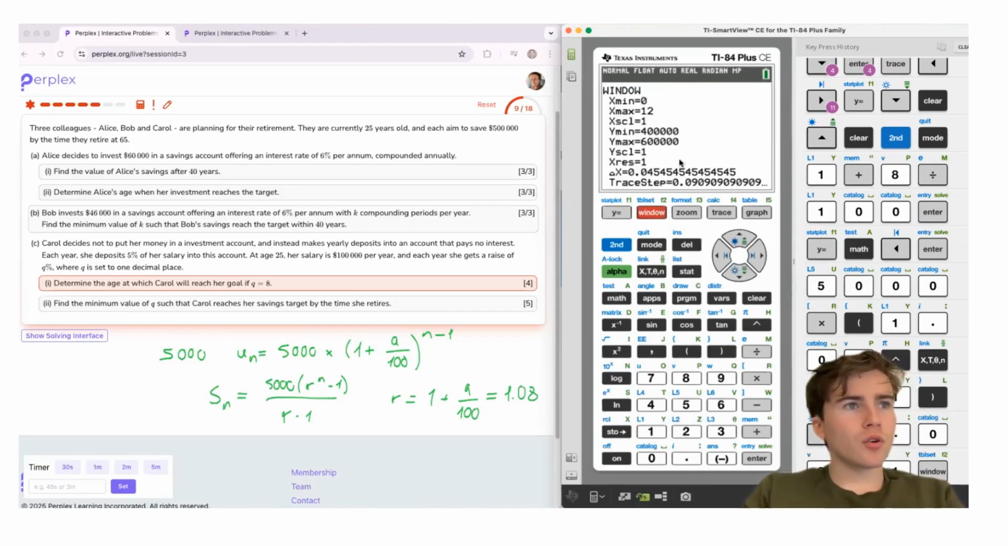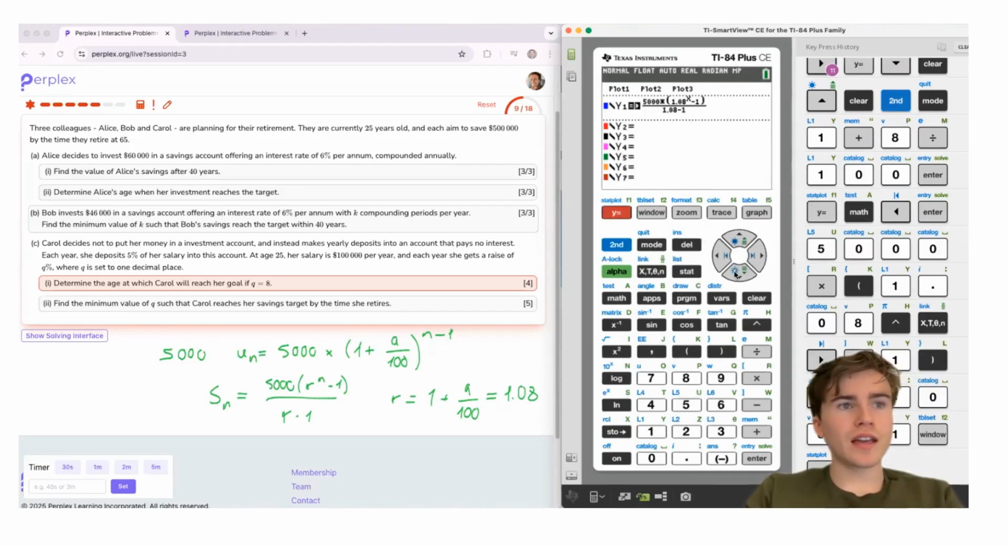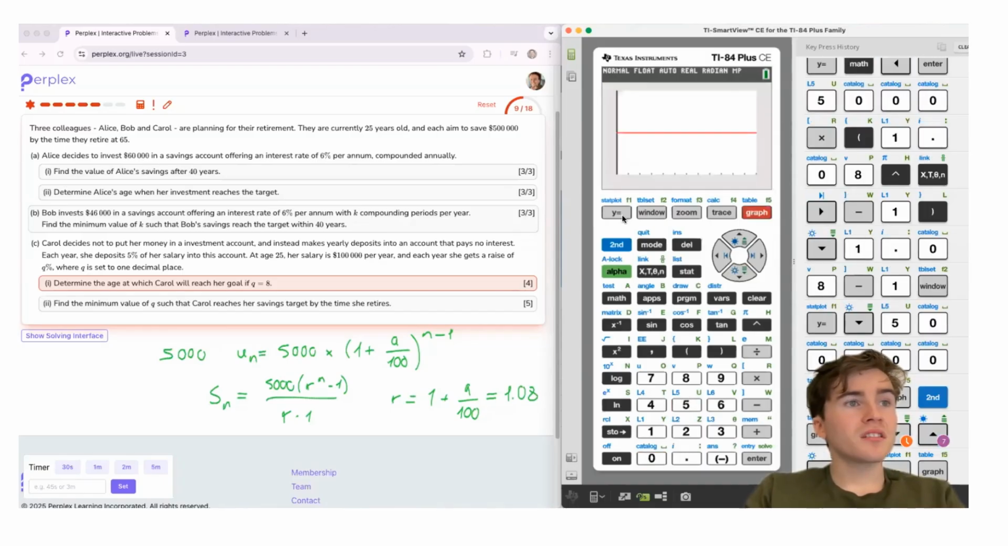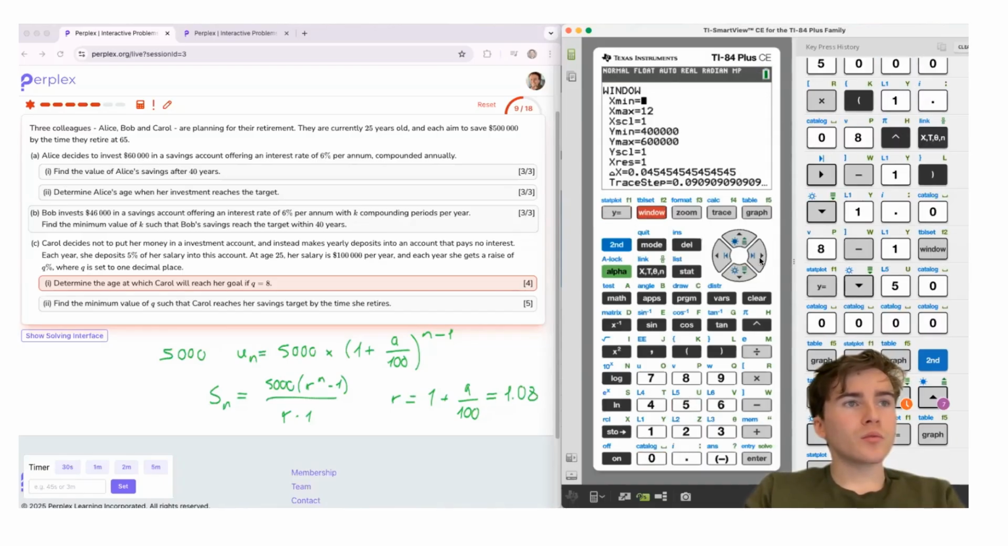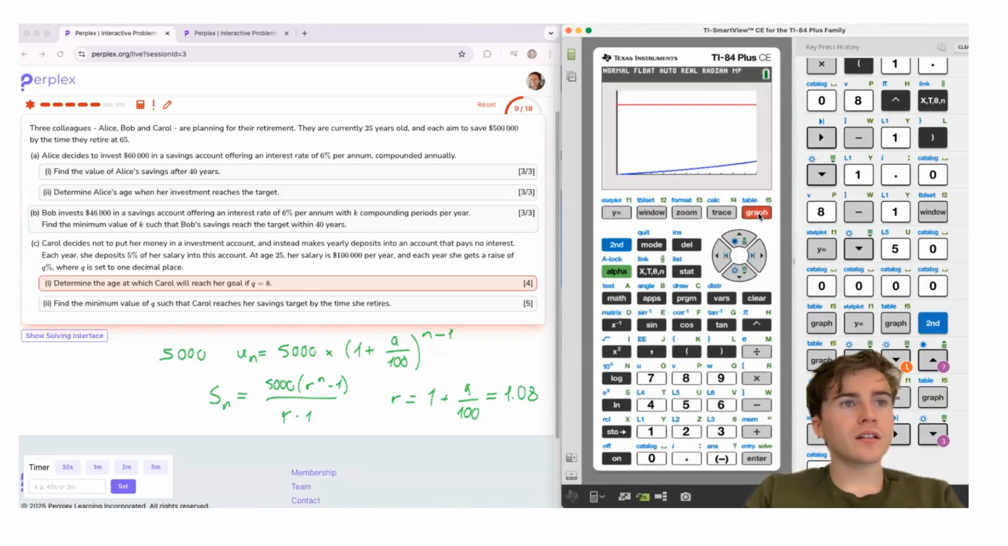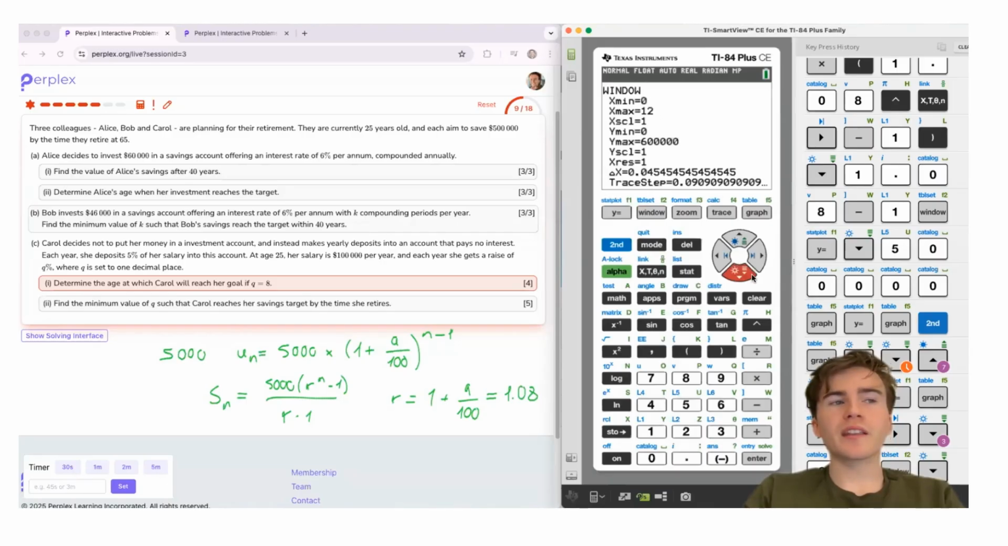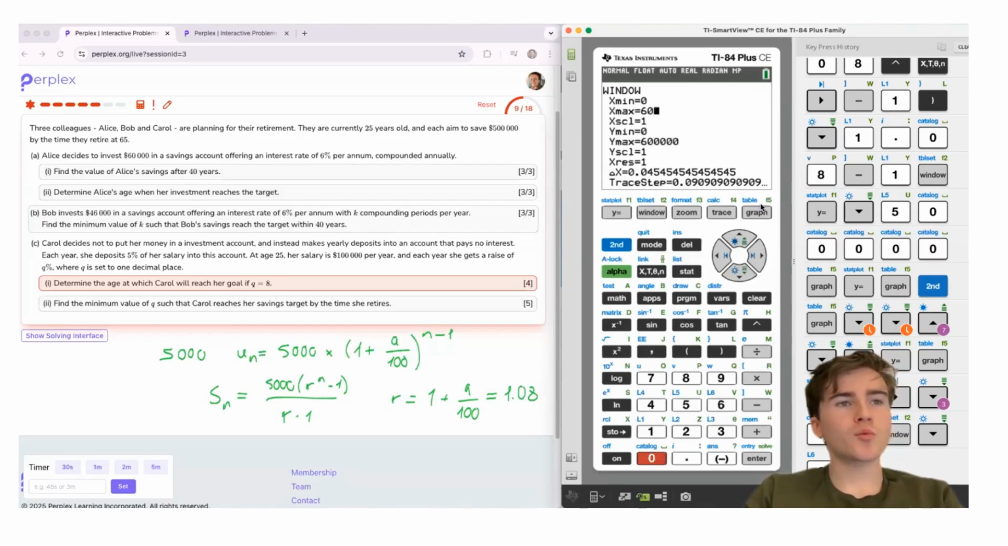And I'm going to keep the window. She still wants to hit the target of 500,000. So let's see what happens here. Let's make the window 0 to 600,000 for a second, see if we see anything. Okay, we need to make the x bigger. The x max was 12. Hopefully it's within 40 years, but let's just set it to 60 years. So that's age 25 to 85 and see what happens.